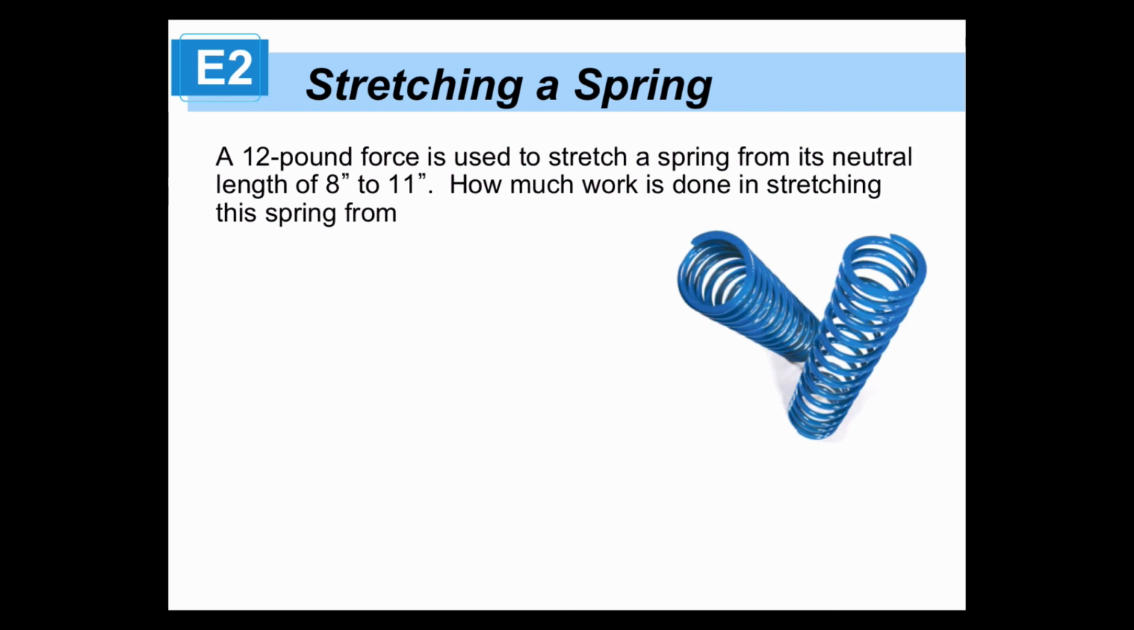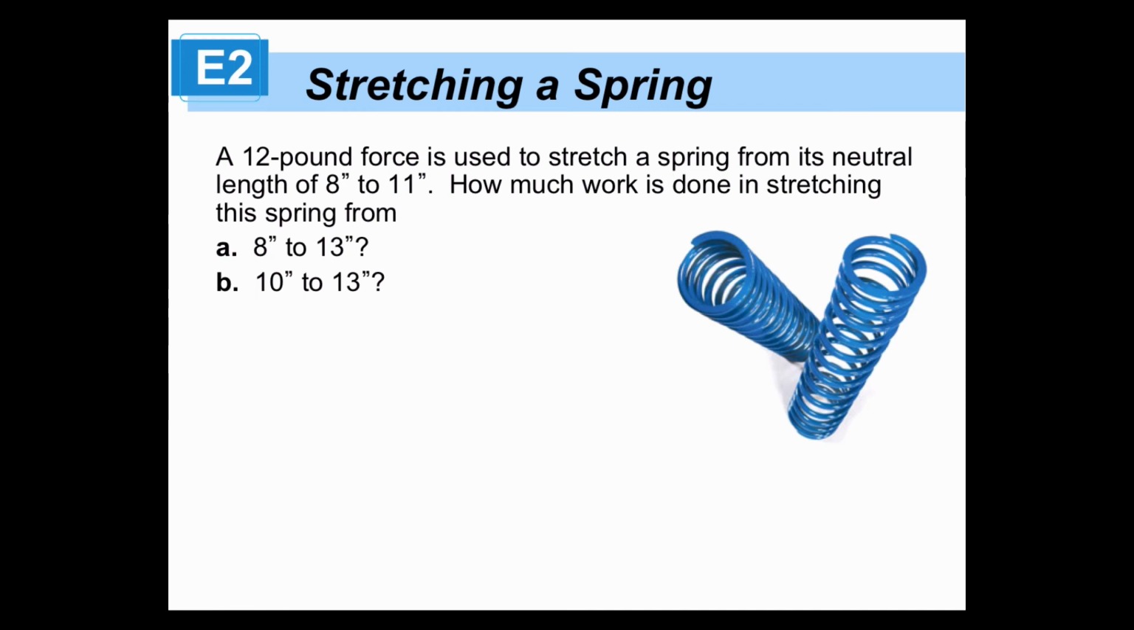We have a spring that takes 12 pounds of force to stretch it from its neutral position at 8 inches. In other words, the spring starts being 8 inches long. We take that 8-inch spring and we stretch it down to 11 inches. How far have we moved the spring? 3. Good, that's important. Not 11. It starts at 8, goes to 11. That's 3 units.